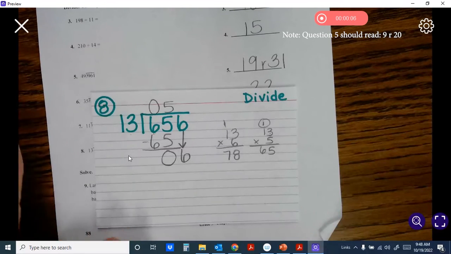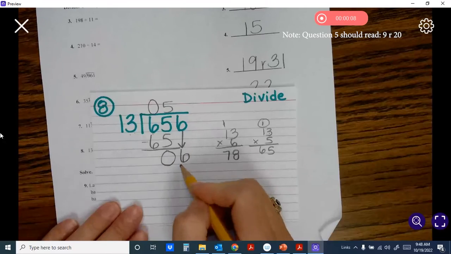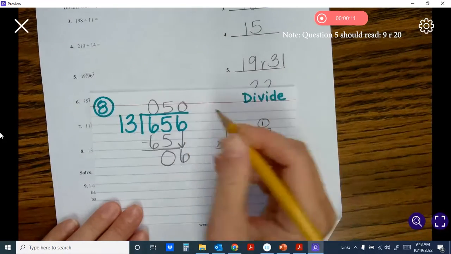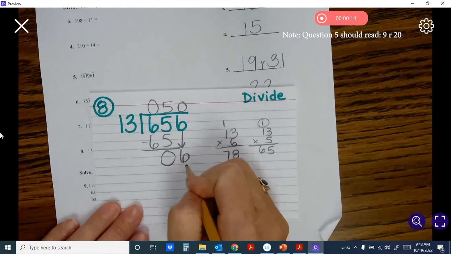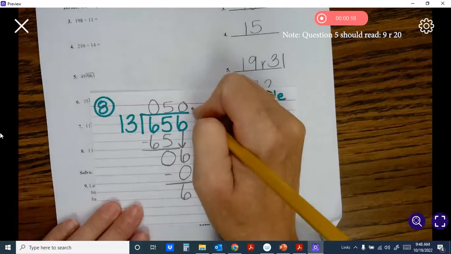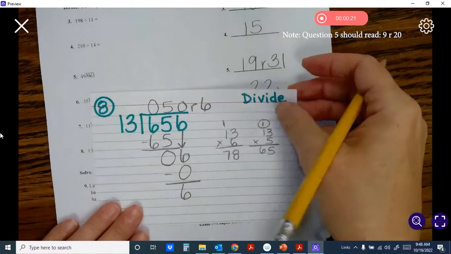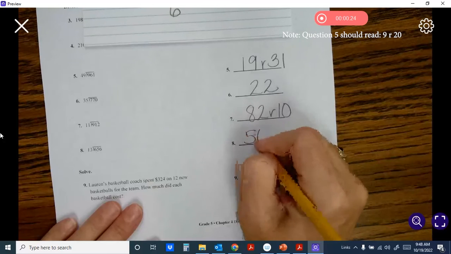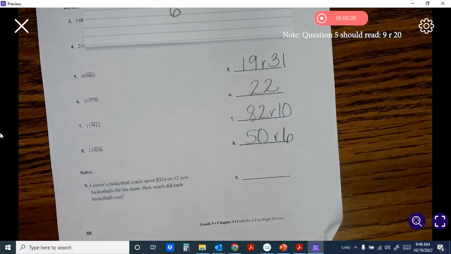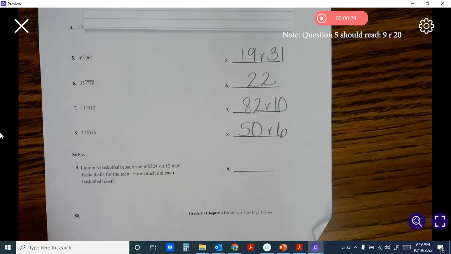All right, now 13 cannot divide 6, so we're going to write a 0 here. And 0 times 13 is 0. We subtract and we get 6, so that's remainder 6. 50, remainder 6. Perfect. All right, next, Lauren's basketball coach spent $324 on 12 new basketballs for the team. How much did each basketball cost?